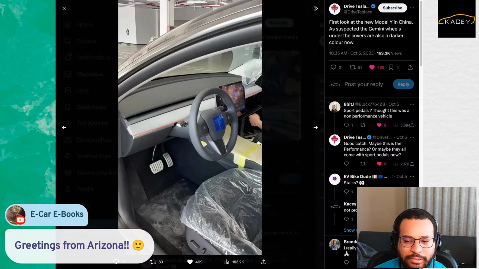So is that a new standard, perhaps? Or is this something that they didn't necessarily care to announce yet, that there is a Model Y Performance of the new halfway refresh?